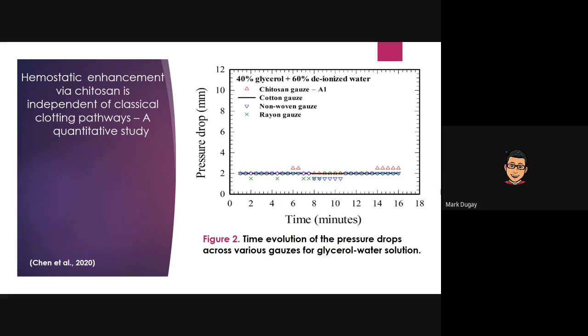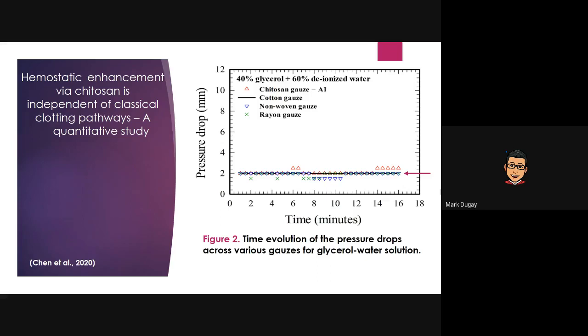Figure 2 shows the time evolution of the pressure drops across various gauzes for glycerol water solution. I have mentioned earlier that the pressure drop measured is the indicator for the hemostatic efficiency, where a higher pressure drop indicates a better hemostatic performance. Based on the figure, the pressure drop across the cotton gauze, represented by a solid line, is 2 millimeters for all the times, with a time interval of 30 seconds for all the gauzes.